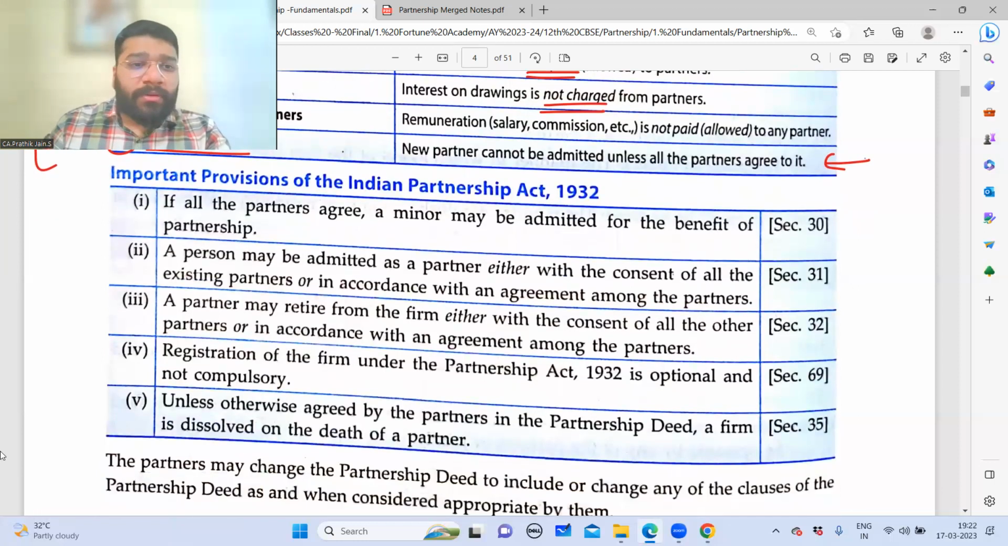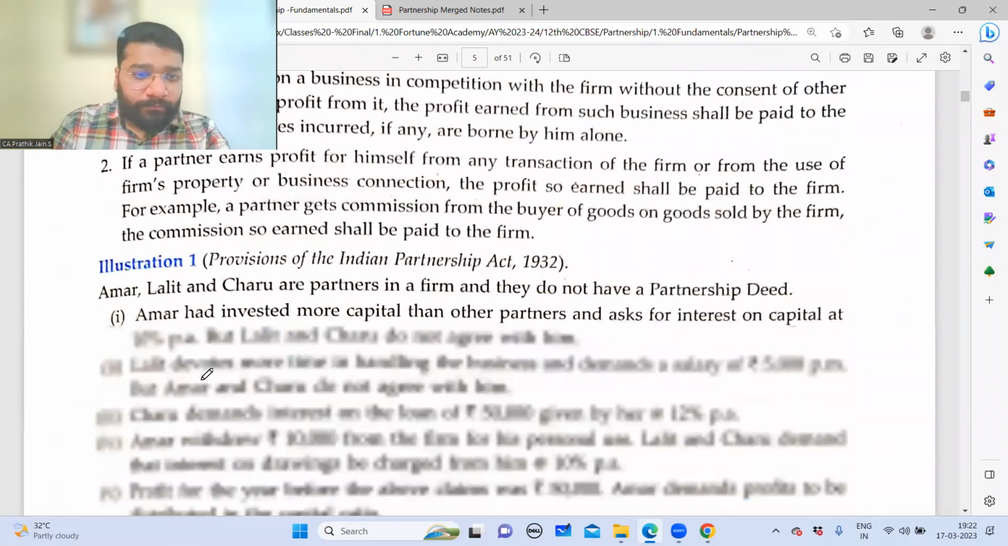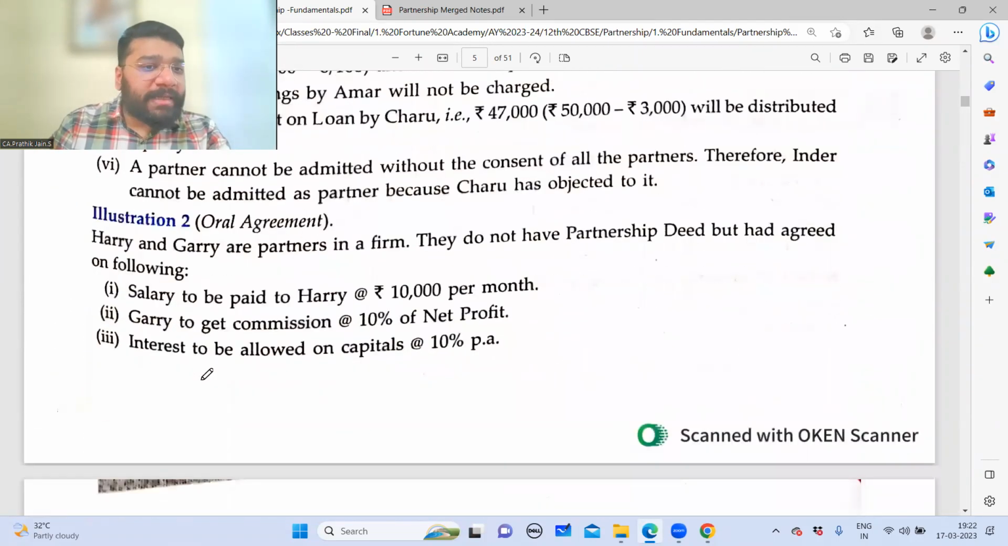Yes, sir. Now, I think this point we are clear. All this we have discussed. Excellent. So illustration 1, we did it. Illustration 2, I said homework.